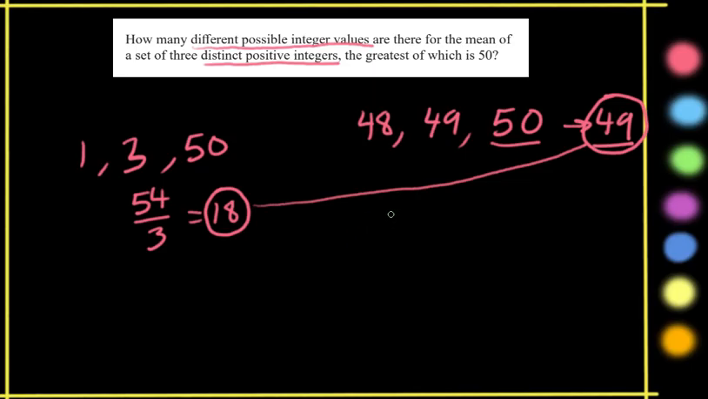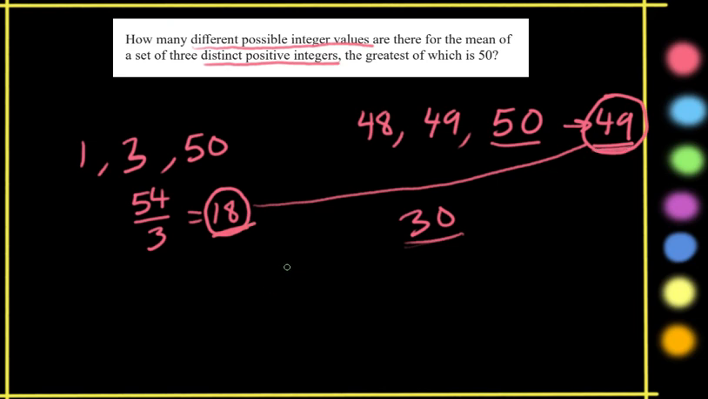Let's say you just pick a number in between, like 30. Is there going to be a way to get 30 as my mean? And of course it is, because it just means you have to make the sum 90, and it's easy to make the sum 90. It just means that those other two numbers have to add up to 40, which is very easy to do. There's many ways to do it, actually. So we're going to be able to get all the means from 18 all the way up to 49.